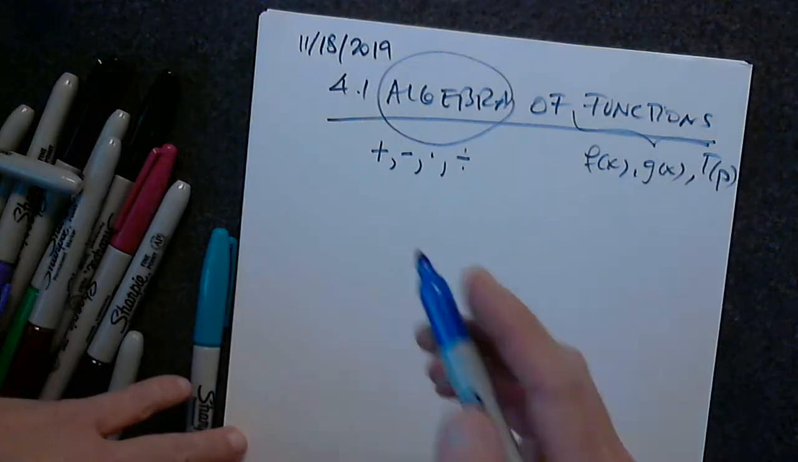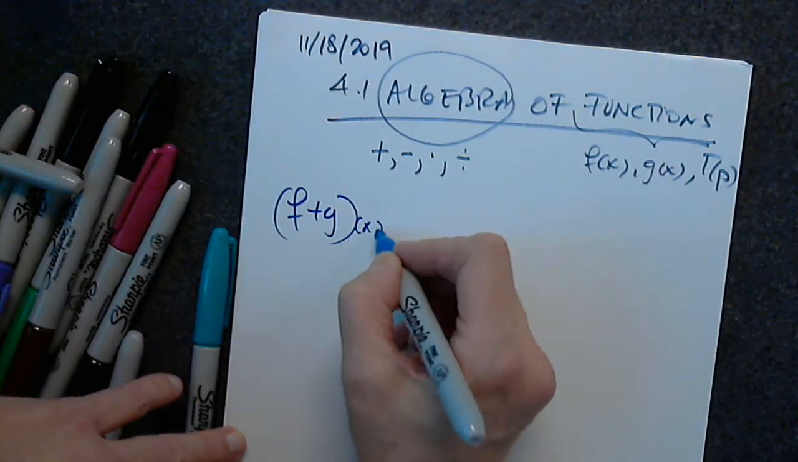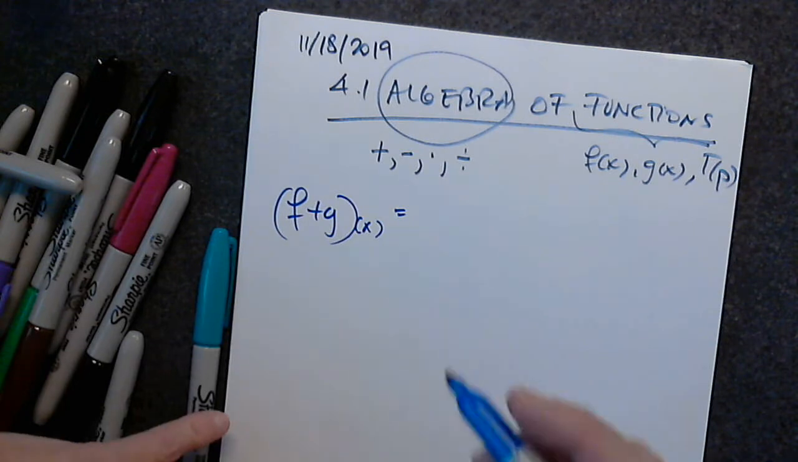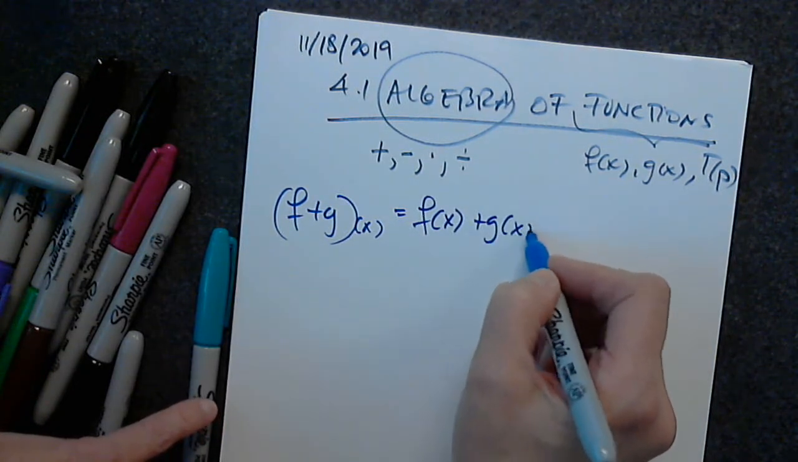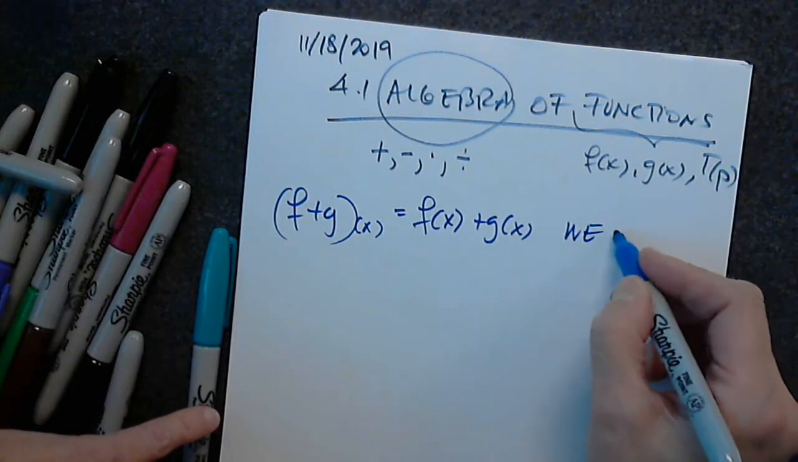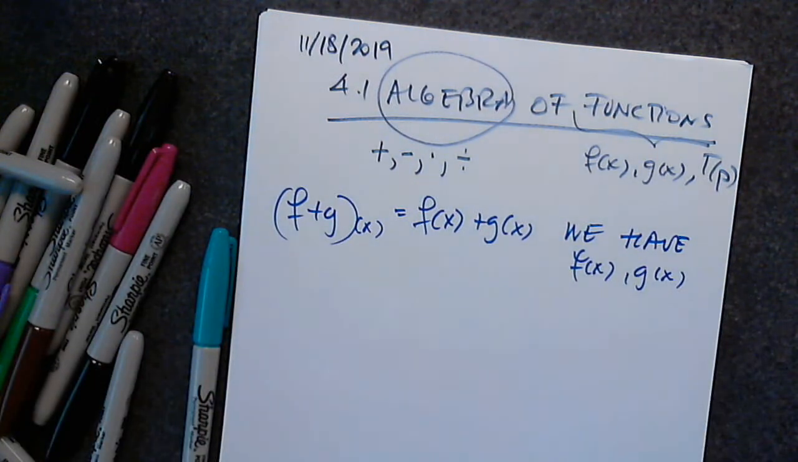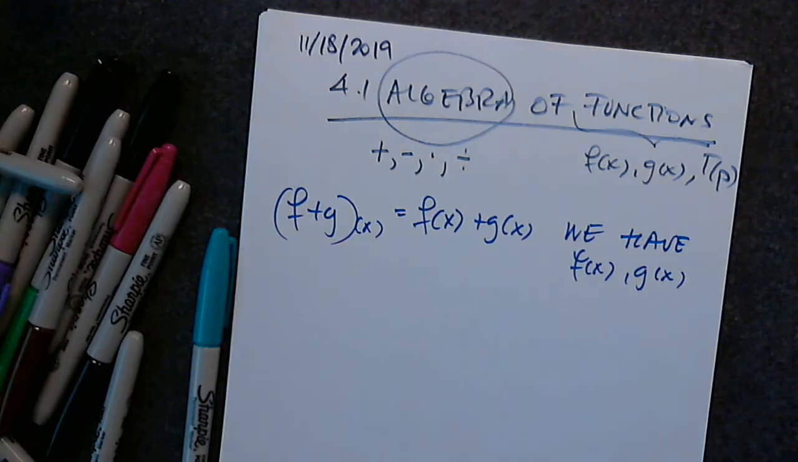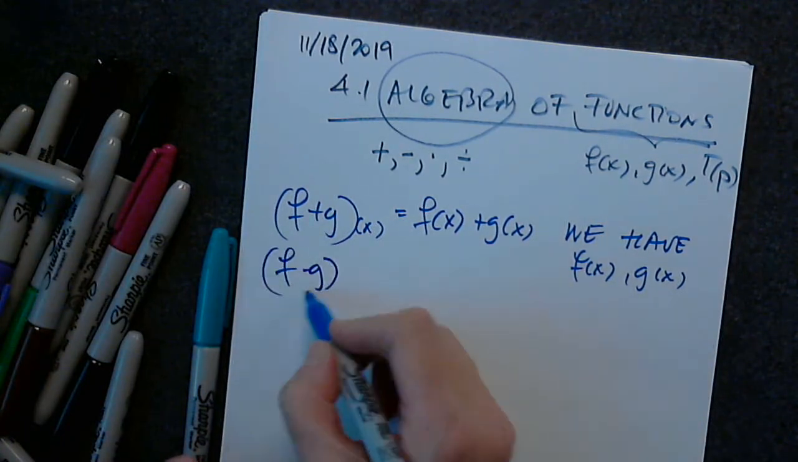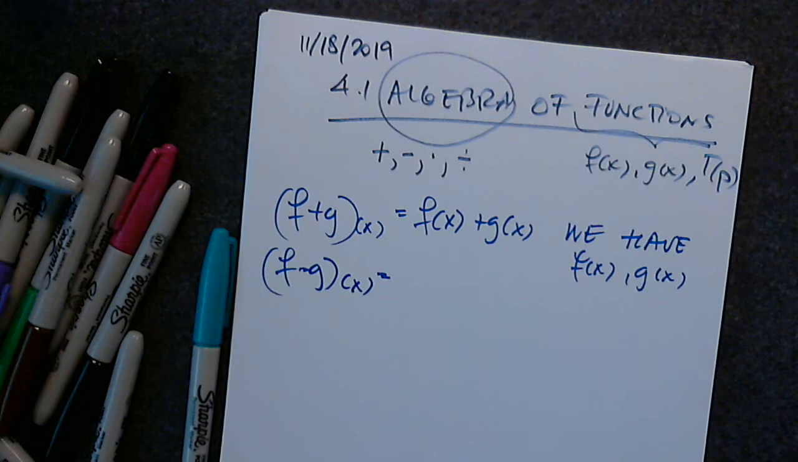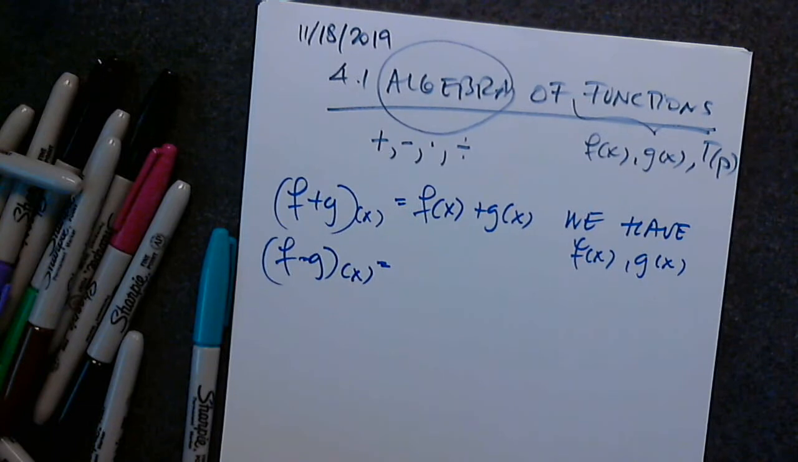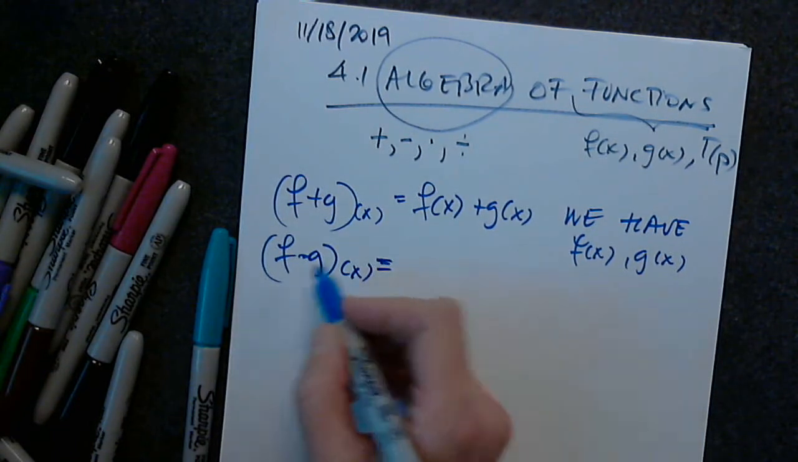So when we are asked, for example, to find f plus g of x, it really means f of x plus g of x. Of course, I must be given f of x and g of x, because if I don't have f and g, I cannot determine f plus g of x. So we have f and g. Now, if I ask you to determine f minus g of x, what will you do with f and g? Obviously, common sense will tell us to just change the plus to minus there. Correct, I'm subtracting, of course.